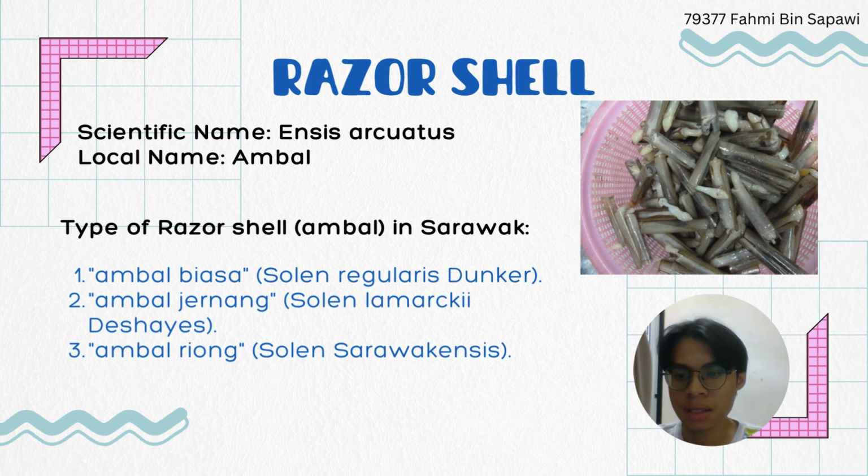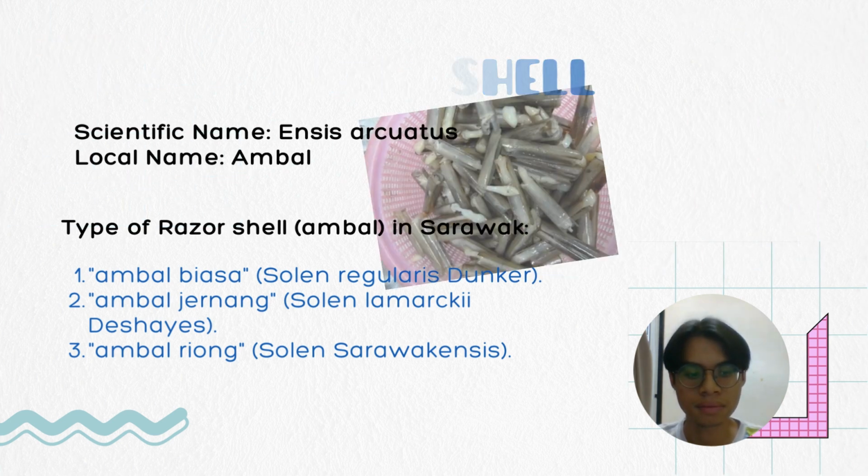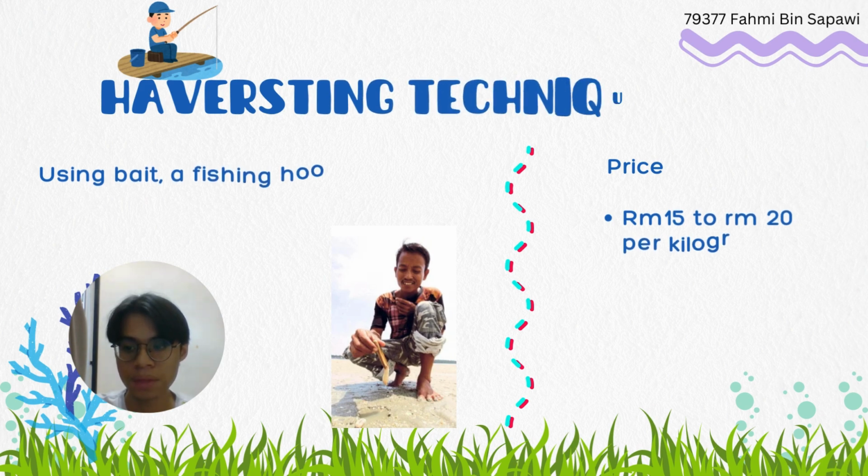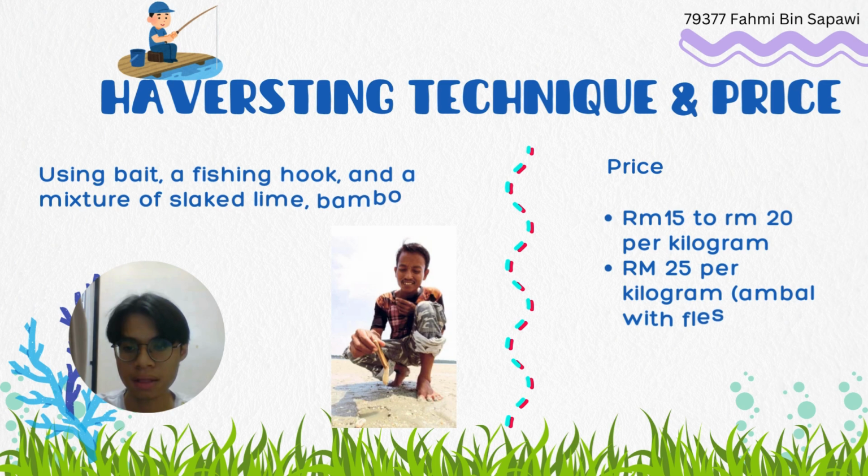It is widely spread over the area ranging from high to low tide. This availability makes it easier for locals to harvest. Solan regularis is a species that is consistently and frequently discovered in Asajaya and Tambirat. The typical method for obtaining ambal involves using bait, a fishing hook, and a mixture of select lime, bamboo, or a satay stick. Additionally, the locals also develop their own tools or other techniques to catch the ambal.